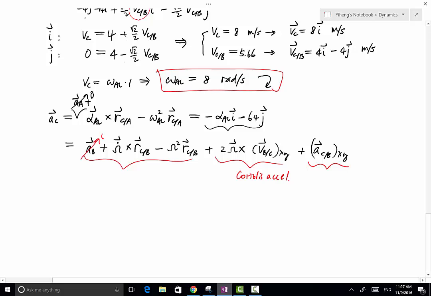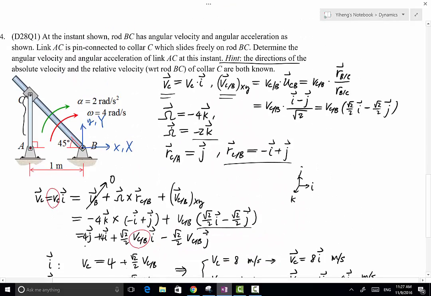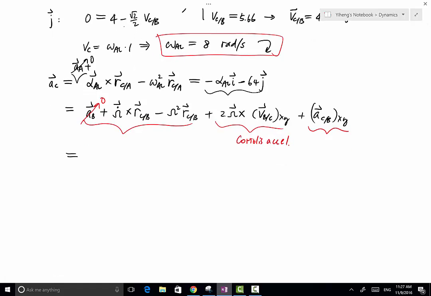We know that a_B is 0. Therefore, this becomes omega dot, that is the angular acceleration of the rotating coordinate system. We determined that earlier to be negative 2k. This is a relatively long problem, so I have to move up and down. Hopefully you can still follow. So negative 2k cross r_C over B. We've done this from the previous step already.